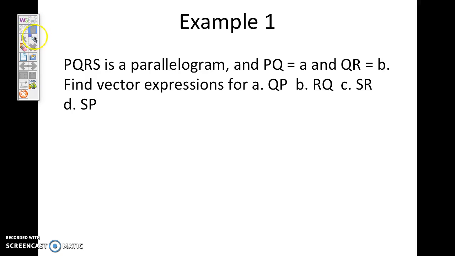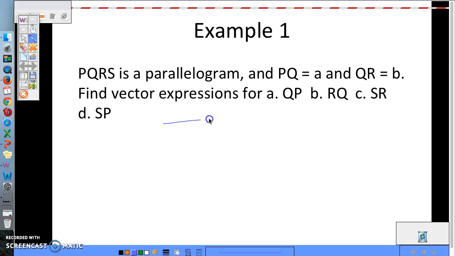All right, so let's see here. We have a parallelogram, so opposite sides are parallel: P, Q, R, and S. These should be in bold because they stand for vectors. So P to Q is A, Q to R is B, and I'm going to put arrows. We're going from P to Q, and from Q to R.